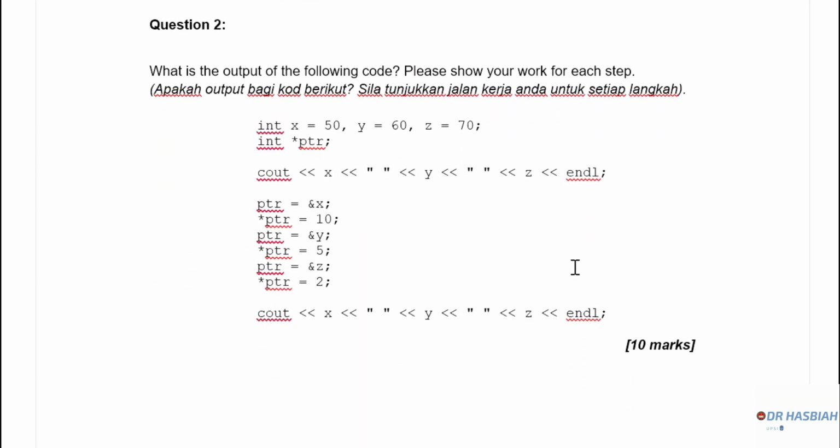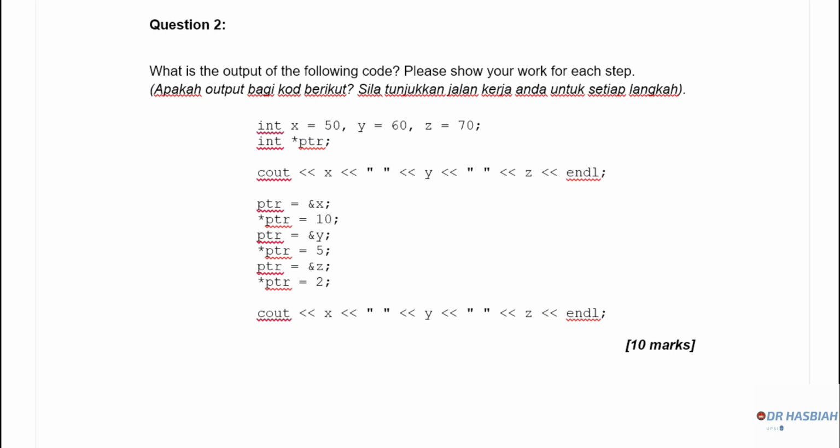The second question: what is the output of the following code? Then please show your work for each step. Meaning here you have to draw the diagram in order to show your steps. That's why you have 10 marks for this question 2. All these questions I will upload in your tutorial in my guru, so you can try the questions later.